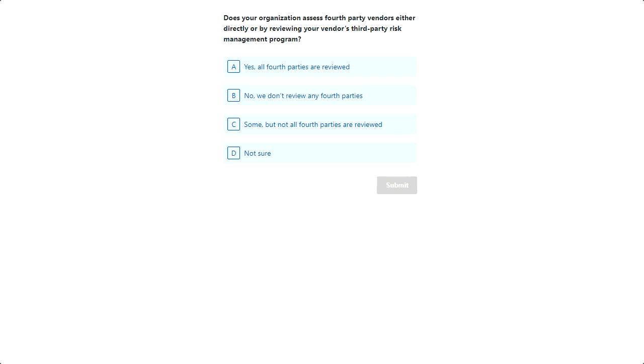So, mid-term, mid-contract, especially if they are a critical vendor and they pose some risk to you, you should certainly go back and ask them to provide that information to you. If they do have a formal third-party risk management program in place, what are they doing? How extensive is it? How are they evaluating the fourth parties that have access to your data?